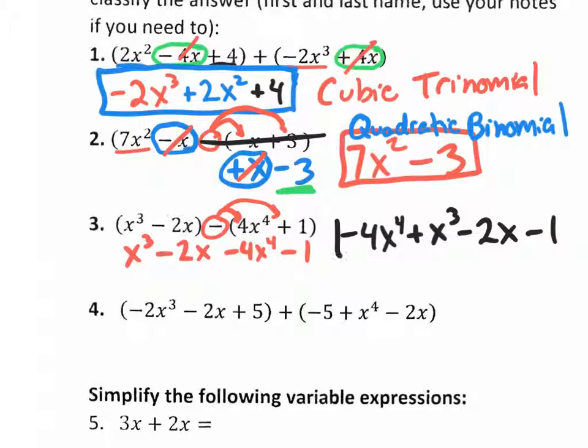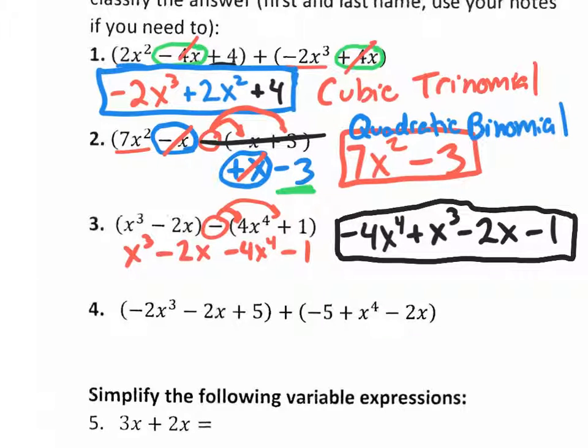I need to now classify this answer. And of course, we're going to start with the first name based on the degree. What is that first name? The degree 4. What's the first name? Quartic. What? Polynomial, many terms. Again, some teachers refer to these 4 terms as a quadrinomial. I don't like that. I just call it 4 or more. I call it polynomial. All right.